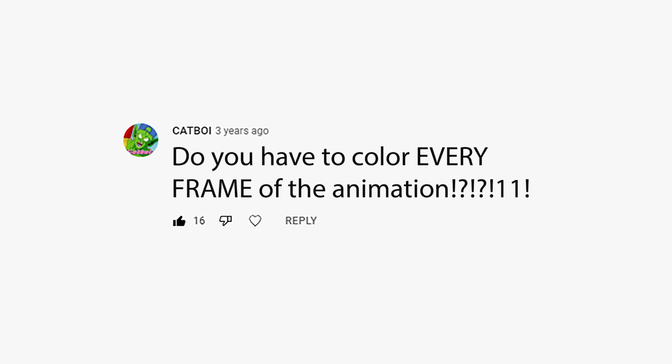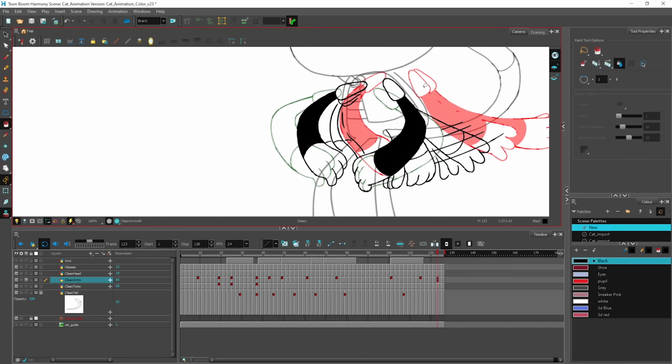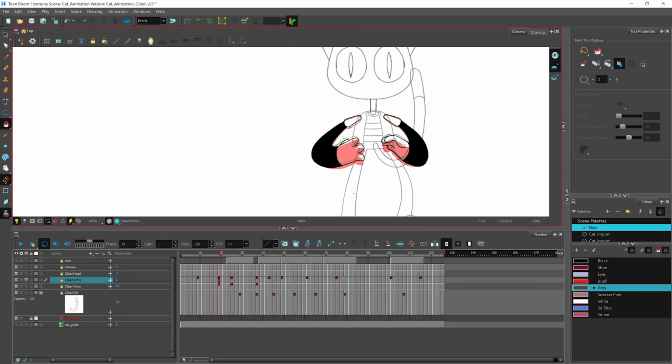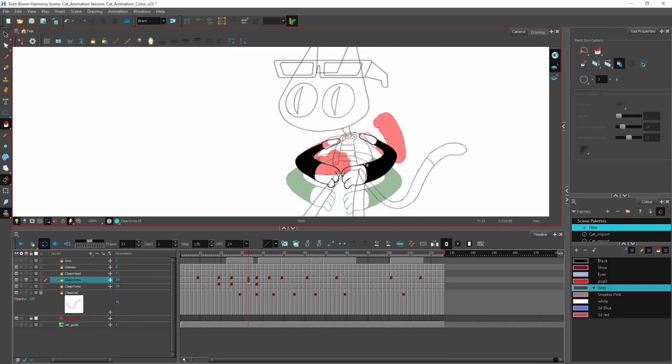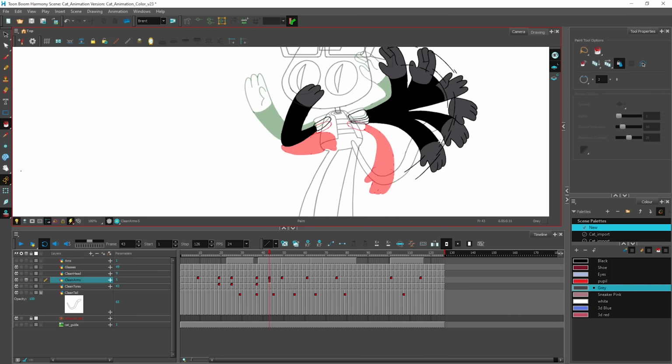One question that always pops up is, do you have to color every frame of the animation? And the answer is yes. If you're animating traditionally, you have to color each frame. But the difficulty pales in comparison to actually drawing the animation. I just paint bucket filled each shape while pressing next frame. Yes, I had to go through every frame, but it maybe took me like a day, whereas the actual animation took me months. And also you can build palettes in Harmony.